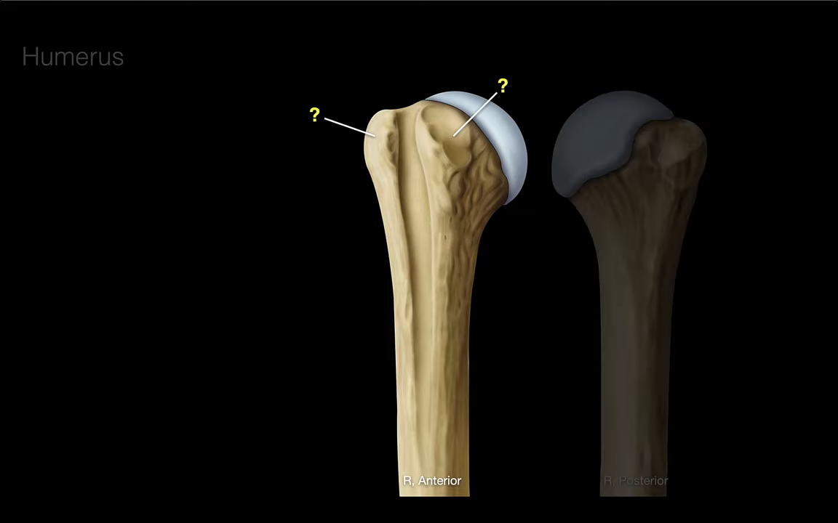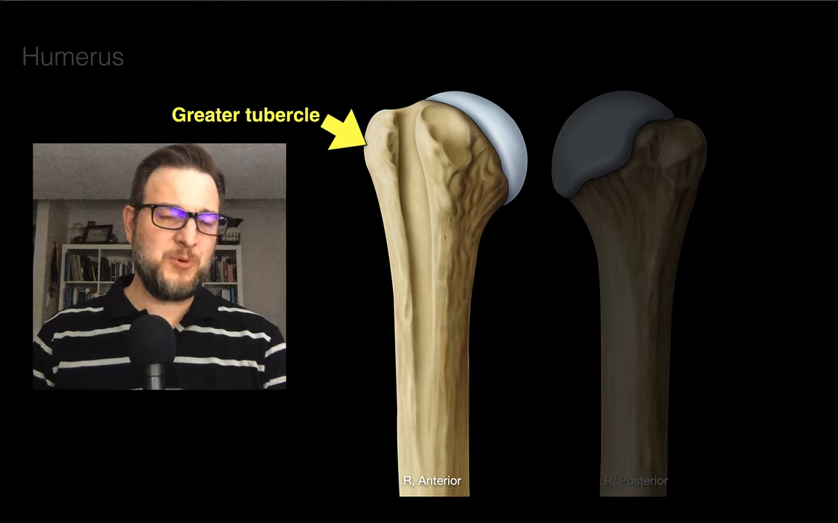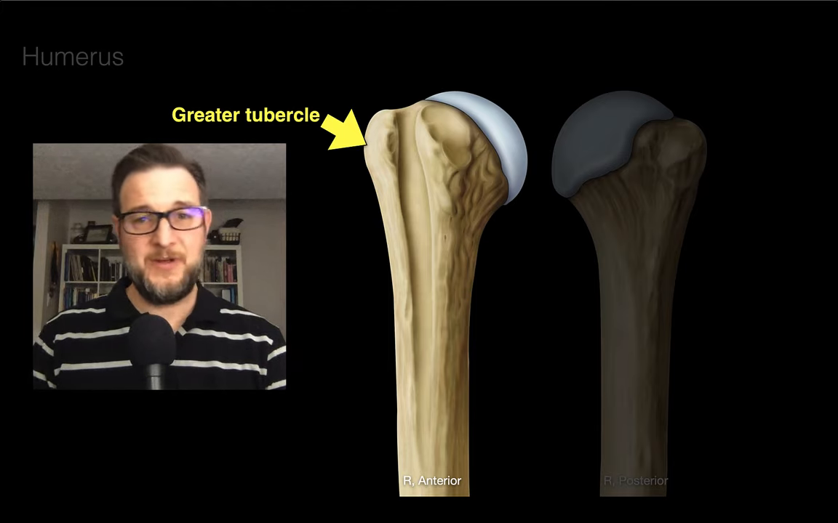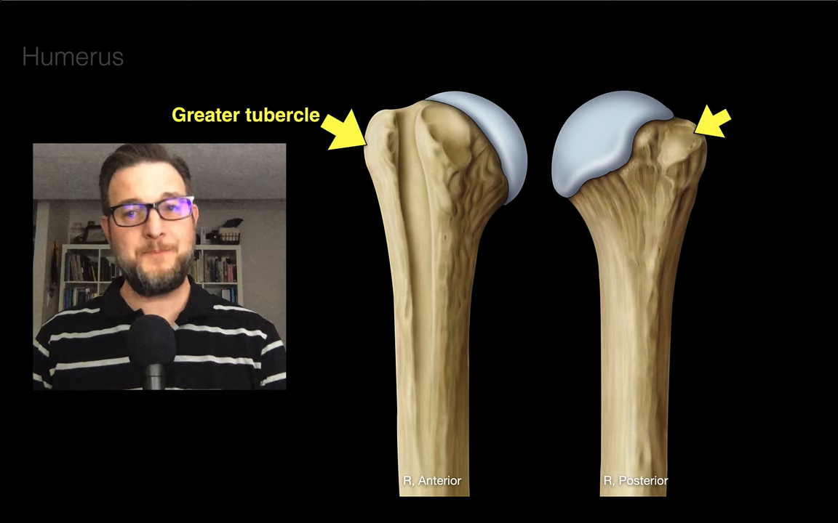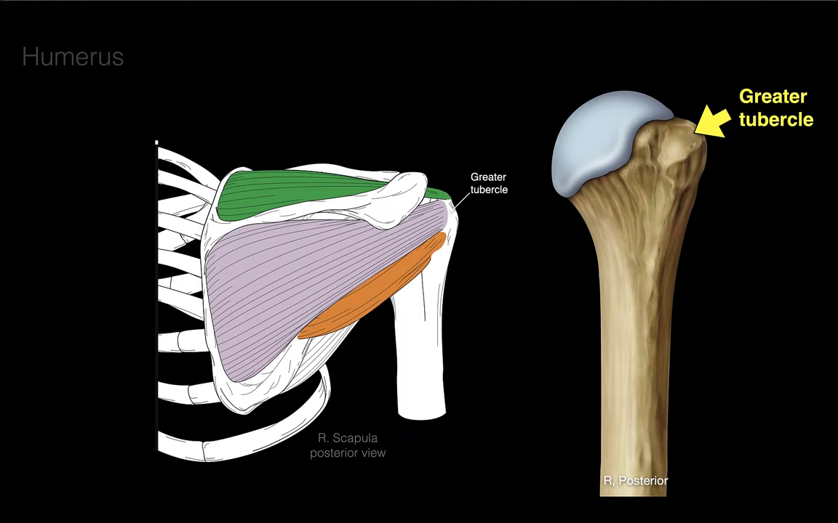Next, we have these two things, and the anatomists said, well, these look like a bump and they look like swelling, so the word we use is tubercle or tuberosity. And if these are tubercles, well, this one is bigger than the other one, so we'll call this one the greater tubercle and this one the lesser tubercle. The greater tubercle is primarily on the lateral side of the proximal humerus, but it wraps all the way around the back as well. In this posterior view of the scapula, the greater tubercle forms an attachment for the supraspinatus, infraspinatus, and teres minor muscles, three of our four rotator cuff muscles.